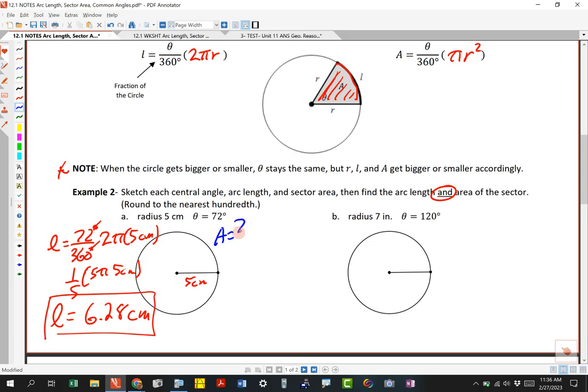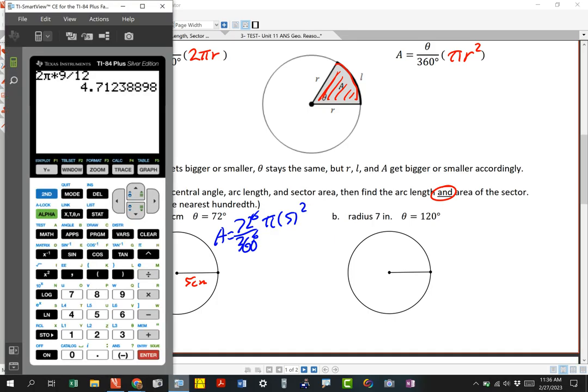The area would be the same 72 divided by 360. The degrees would cancel, and then it's going to be pi times 5 squared. So if I throw that into the calculator, I'm just going to pull this up. 72 divided by 360. I know it's 1/5, but I'm just going to throw it in as if we didn't know that. Then it's going to be pi times 5 squared. I hit enter, and I got 15.71.